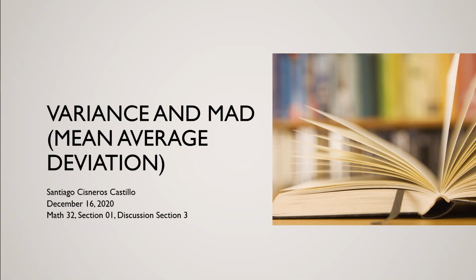This is Math 32, Probability and Statistics. I belong to Section 1, Discussion Section 3, and the topic we're going to be talking about today is variance and MAD, which just means mean average deviation.